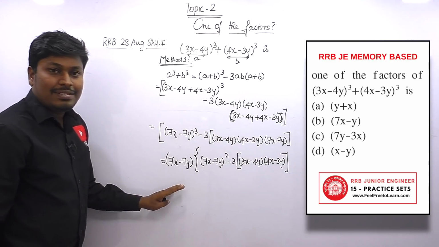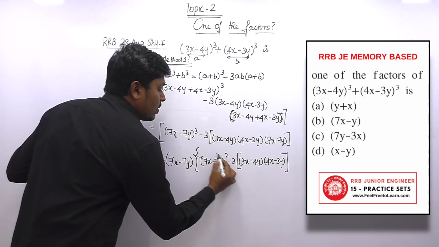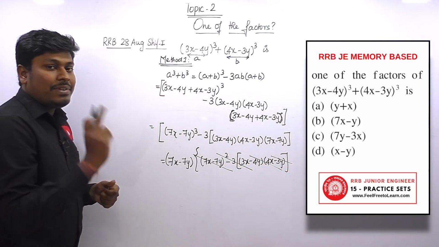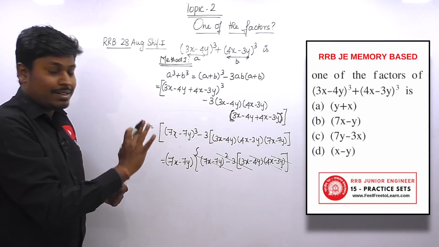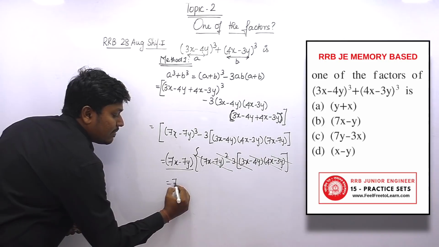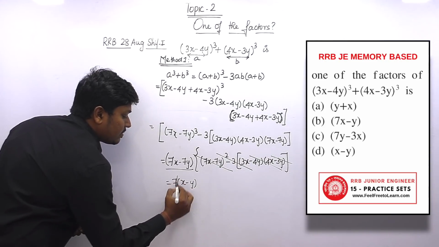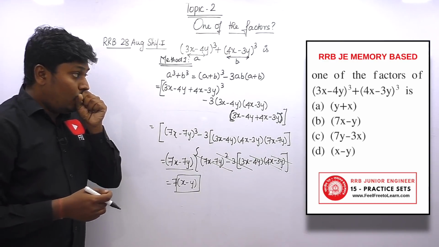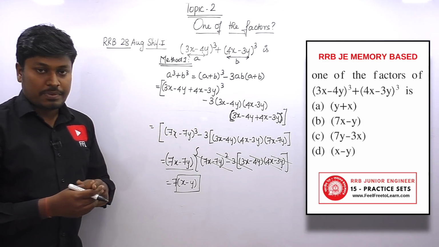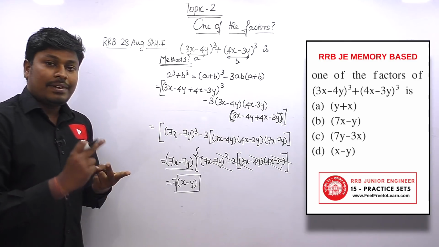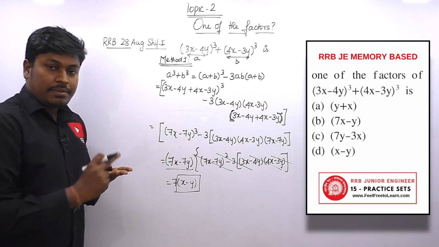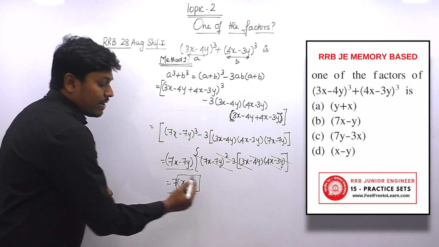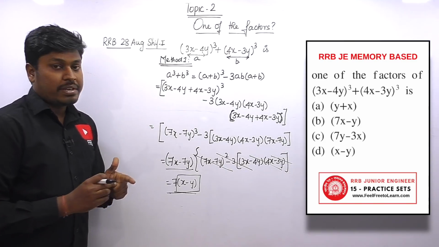Listen carefully, friends. After this step, you don't need to solve this completely. Why? Because we will get many factors. From those factors, we need to find which one will be the option, right? Listen carefully. From this, we can take 7 outside, which leaves x minus y. So finally, we found one of the factors is x minus y. Look at the options. First option is x plus y. No, it's eliminated. Second option 7x minus y, eliminated. Third option 7y minus 3x, eliminated. Fourth option x minus y. So x minus y, we got as a factor. So this will be the answer for question number 4.